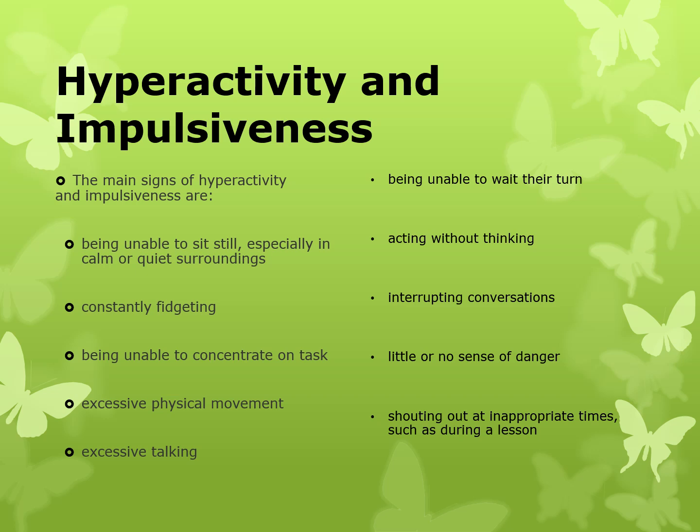Hyperactivity and impulsiveness. The main signs of hyperactivity and impulsiveness are being unable to sit still, especially in calm or quiet surroundings, constantly fidgeting, being unable to concentrate on tasks, excessive physical movement, excessive talking, being unable to wait their turn, acting without thinking, interrupting conversations, little or no sense of danger, and shouting out at inappropriate times, such as during a lesson.